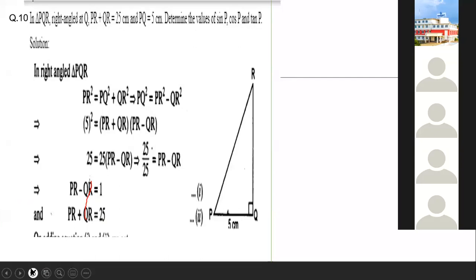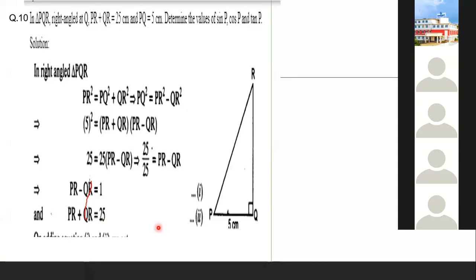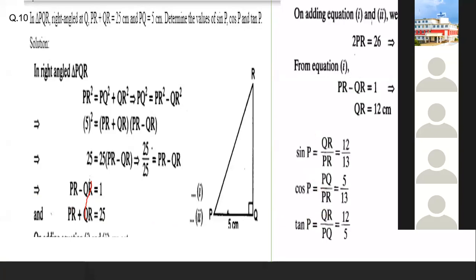Any doubt? So what is PR then? 2 PR is equal to 26. PR value, this PR hypotenuse, we got 13. PR value 13 means QR value is 25 minus 13. It is 12. Anyone have doubt here? Else, PR value you can apply in any one of the equations, you get QR. Anyone have doubt here?